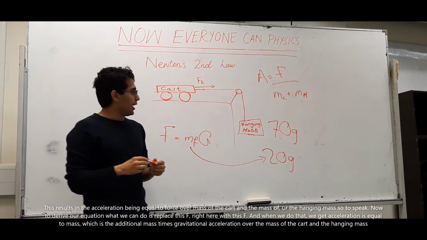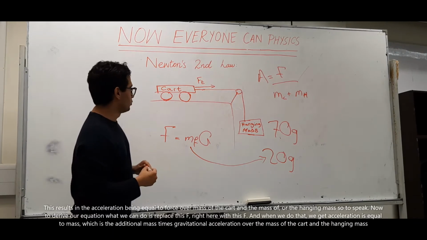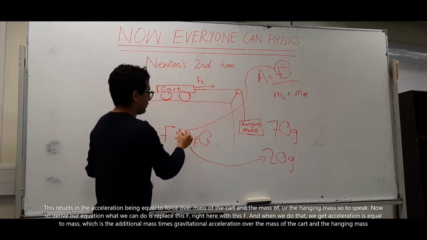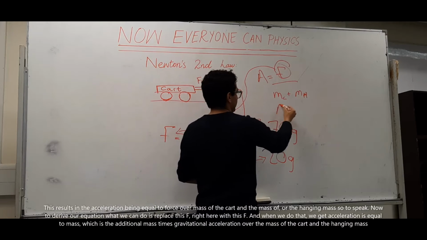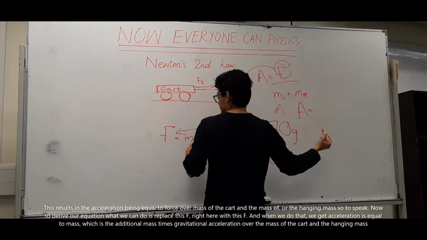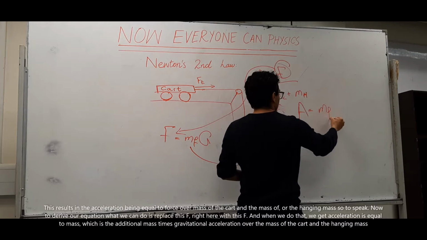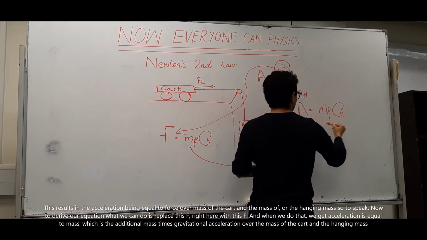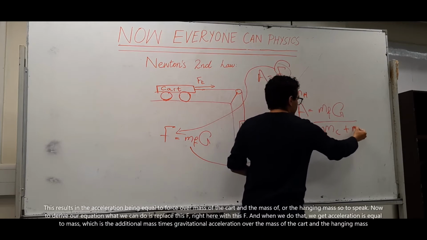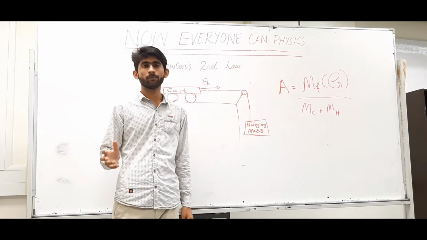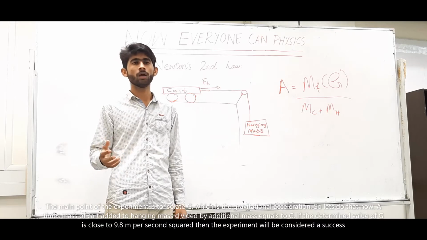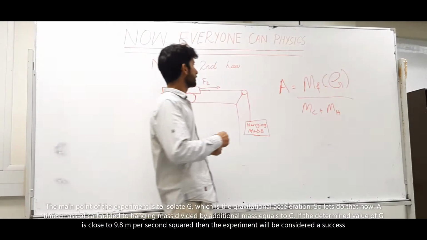Now, to derive our equation, we can replace this F right here with this F. And when we do that, what we get for acceleration is the additional mass times gravity over the mass of the cart plus the hanging mass. The point of the experiment is to isolate g, the gravitational acceleration. So let's do that now. This is the equation.